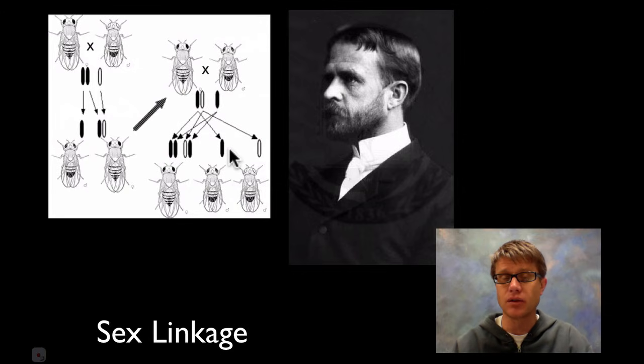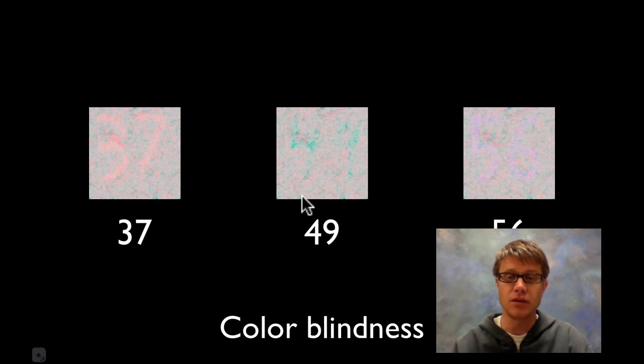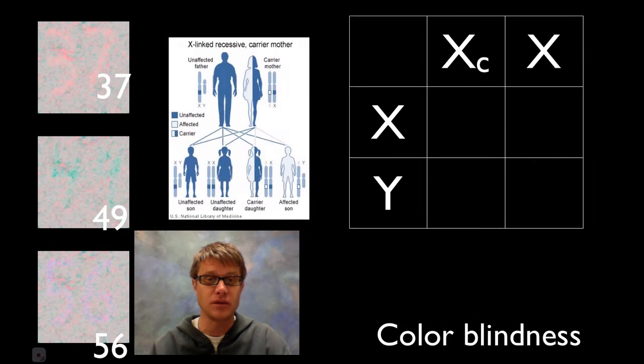And so what he discovered was sex linkage, that there are some traits whose genes are actually found on the sex chromosome. In humans, we see this in color blindness. If you look here, and the color's always hard to get right, there should be 3 numbers that you can see in each of these. And if you can't see any of these, you might be colorblind. 37, 49, 56. And I'm colorblind, so I struggle with all of those.